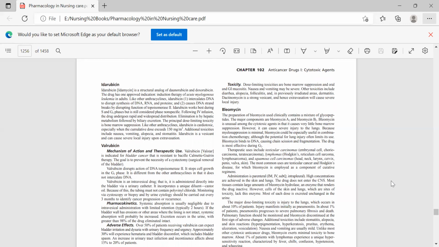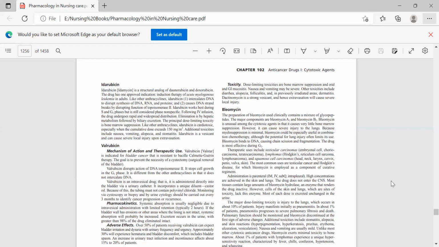Idarubicin again has the same mechanism of action, that is it intercalates DNA to disrupt synthesis. It causes DNA strand break by disrupting the function of topoisomerase 2. It works best in S and G2 phase and is considered phase non-specific. IV infusion is available. Distribution is rapid and widespread. Elimination is by hepatic and biliary excretion.